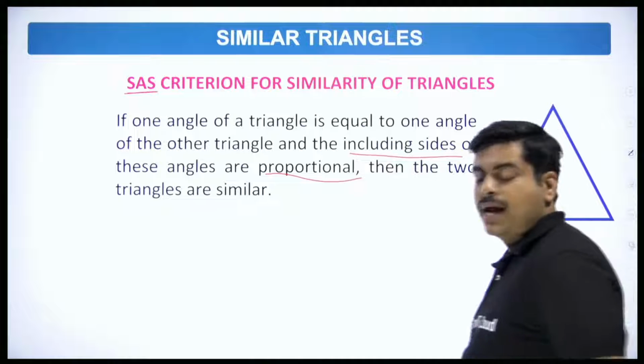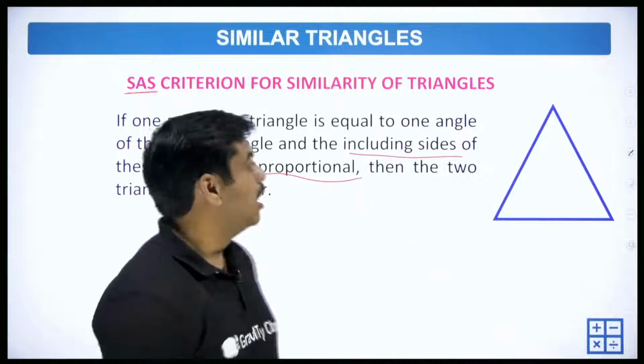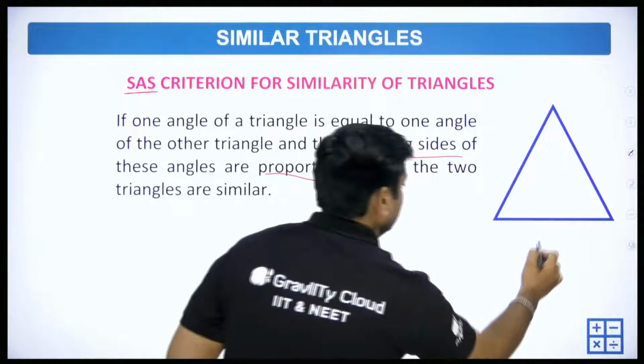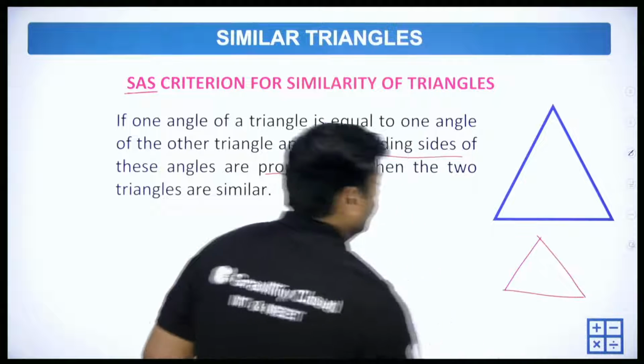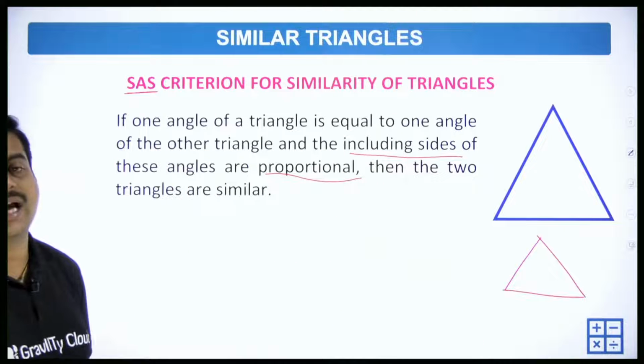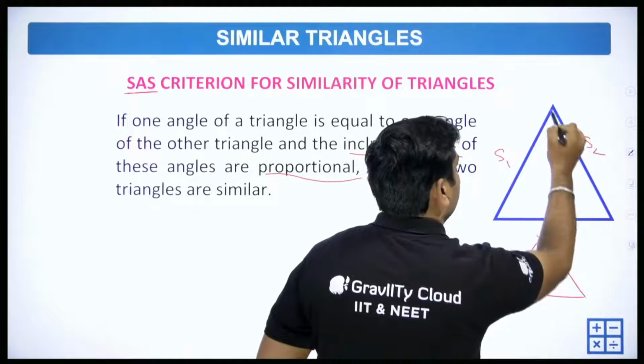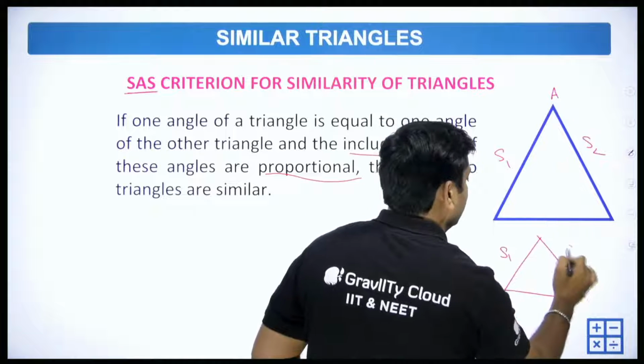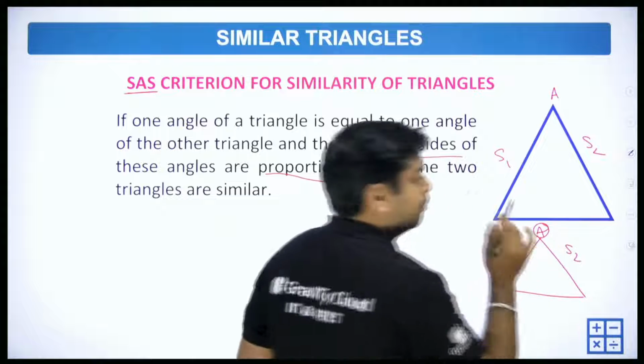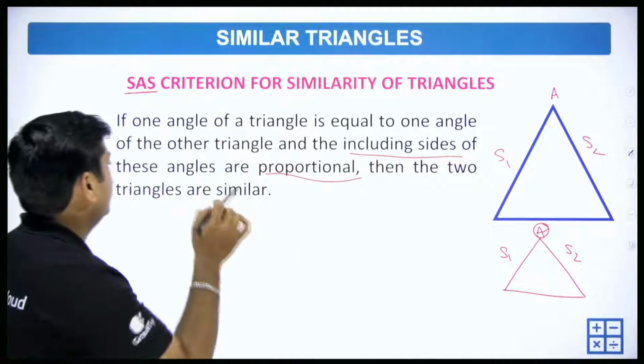So let's try to take one more triangle. Okay, we are discussing SAS, right? So this is one more small triangle. Now, SAS stands for side, angle, side. So this is side 1, this is side 2, and this is the angle. Again, side 1, side 2, angle. Sides should always be in proportion.